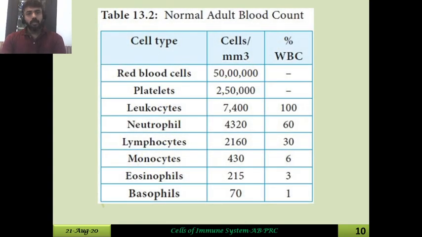In the previous slide we have seen different cells. So this table shows you the concentration of different blood cells. RBCs are the richest cells, followed by platelets, then leukocytes, and within leukocytes, neutrophils are the leading cells, followed by lymphocytes, monocytes, and so on.